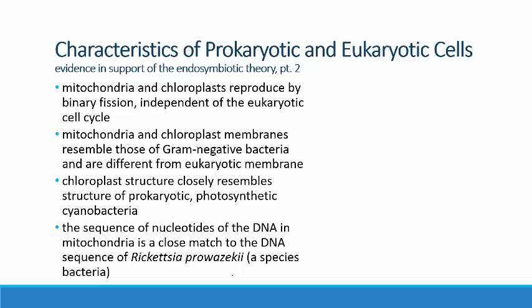And the last piece of evidence is that the nucleotides in the DNA found in mitochondria are a very close match to the DNA of a bacteria called Rickettsia prowazekii, which is a bacterial species. So again, that leads us to believe that ancestors of Rickettsia prowazekii and ancestors of mitochondria were the same, that they both shared a common ancestor.